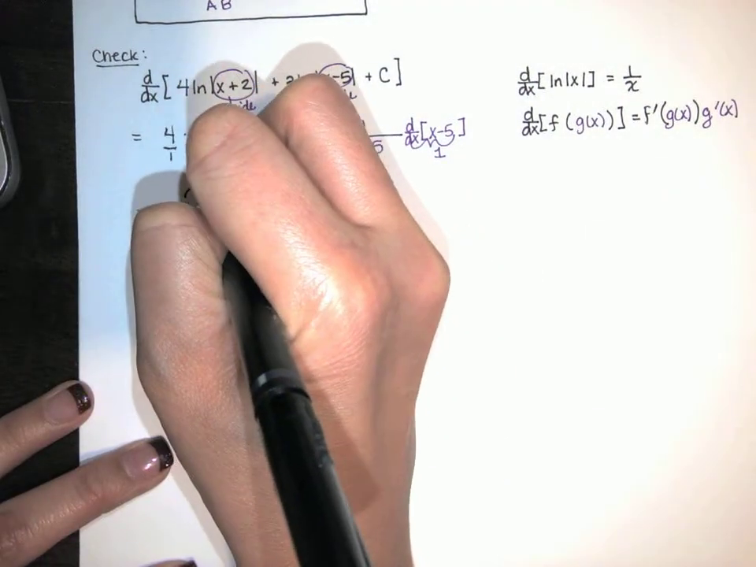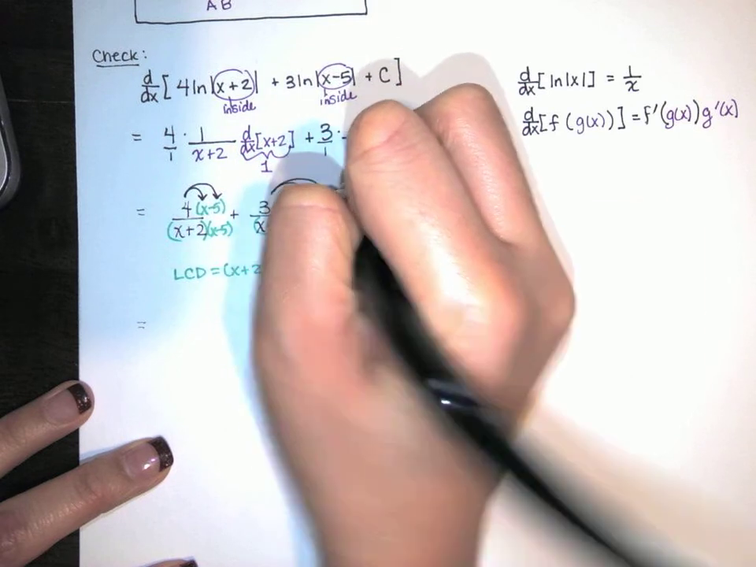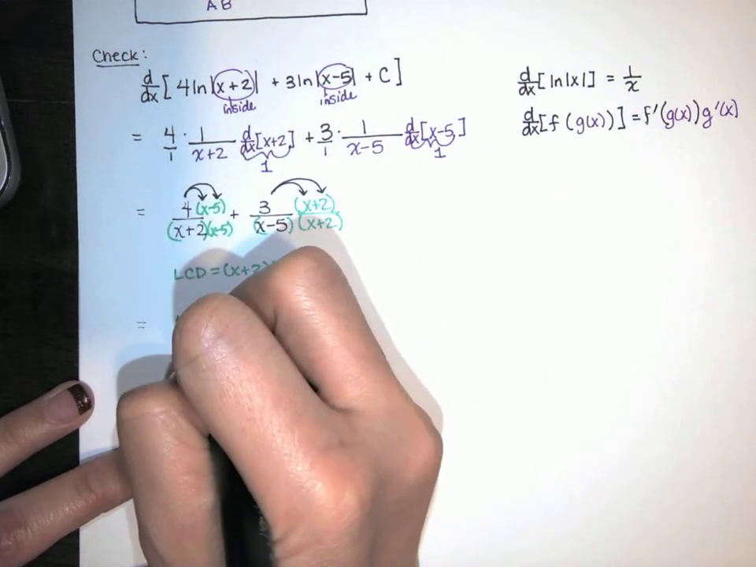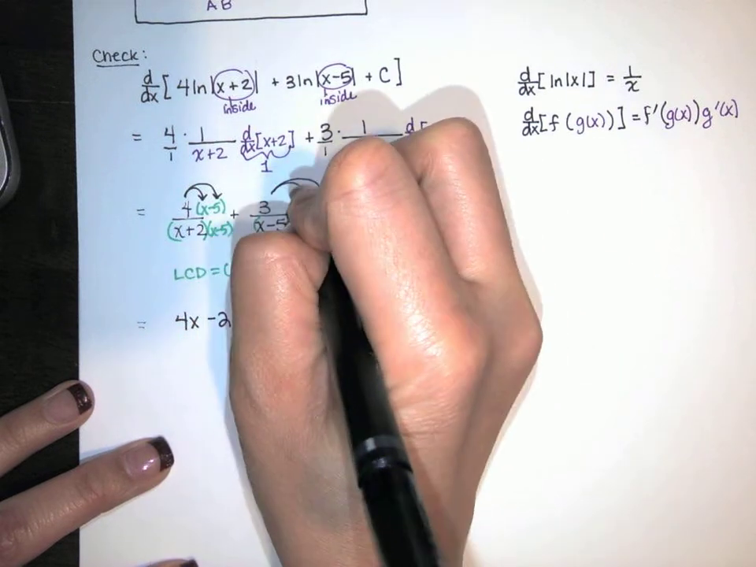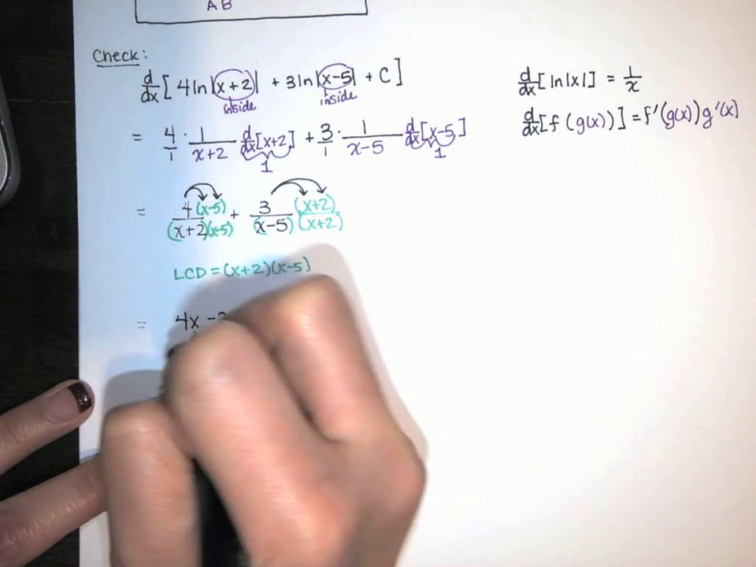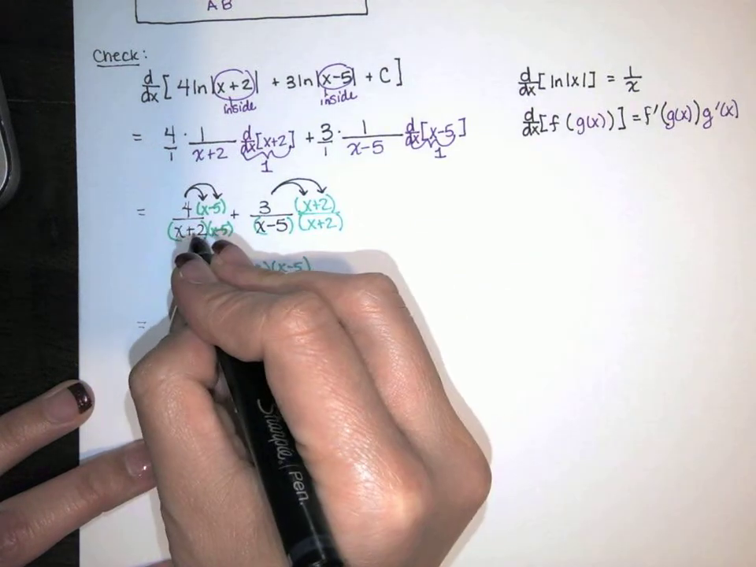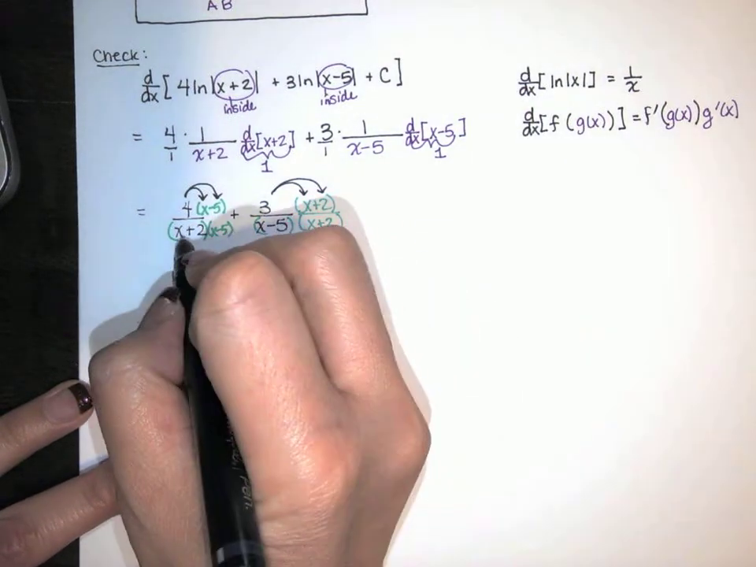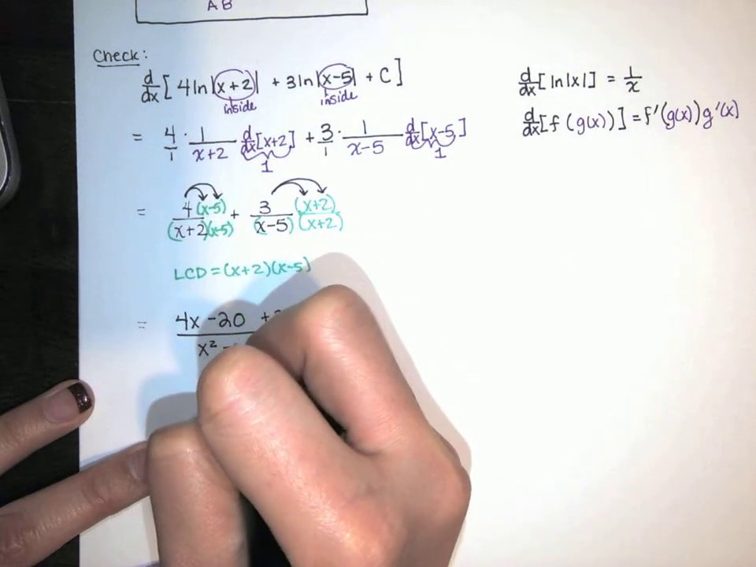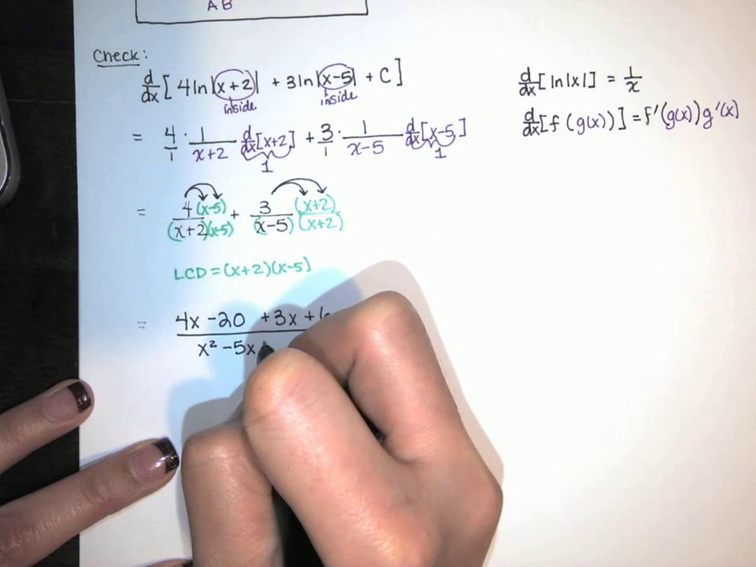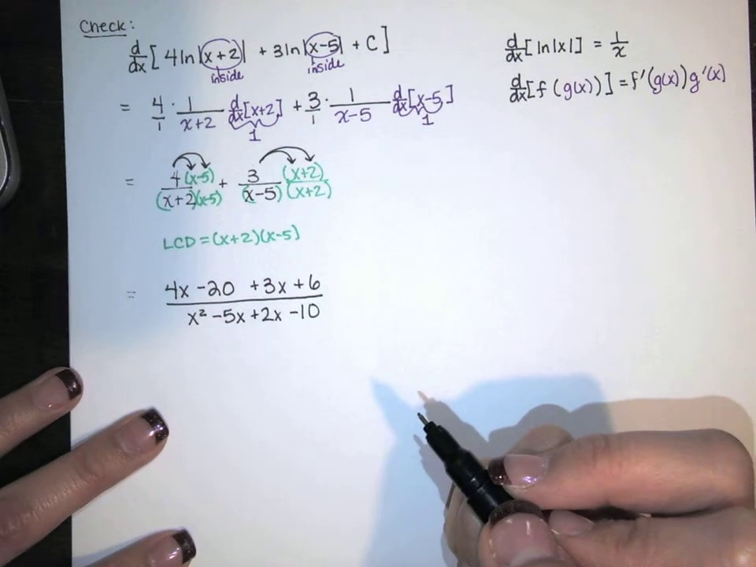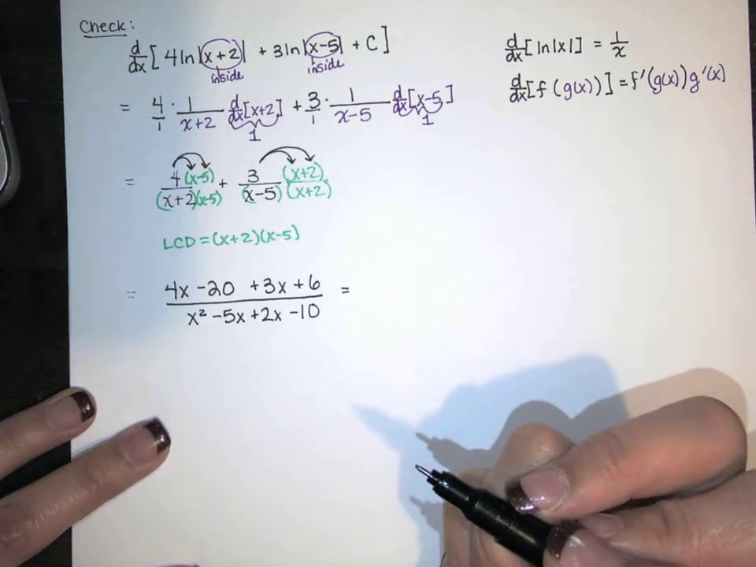I'm going to distribute my 4 and distribute my 3. So 4 times x is 4x. 4 times negative 5 is negative 20. 3 times x is 3x. 3 times positive 2 is positive 6. All over x plus 2 times x minus 5. First times first is x squared. Outer times outer is negative 5x. Inner times inner is 2x. And last times last is negative 10. Claim is that's equal to my original integrand.